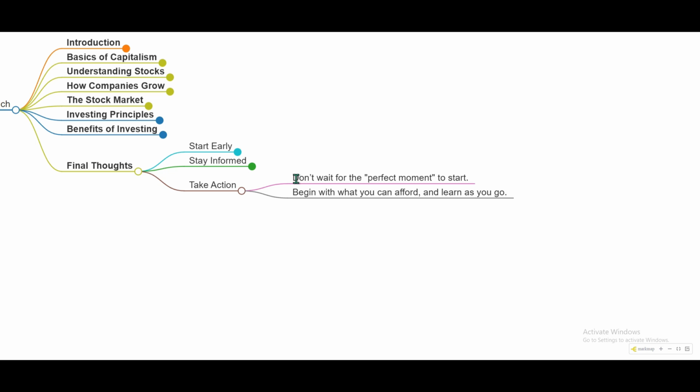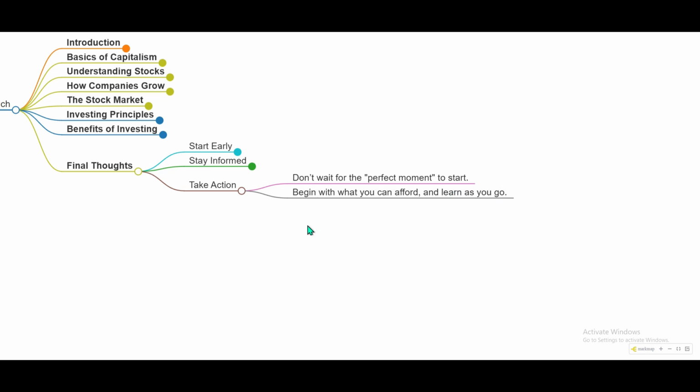And take action. Don't wait for the perfect moment to start. This is the right moment to start. You should not wait, otherwise you will miss the opportunity of compounding your wealth. Begin with what you can afford and learn as you go.